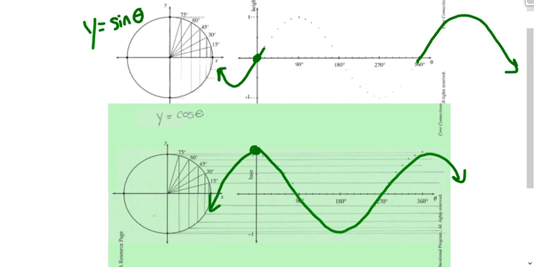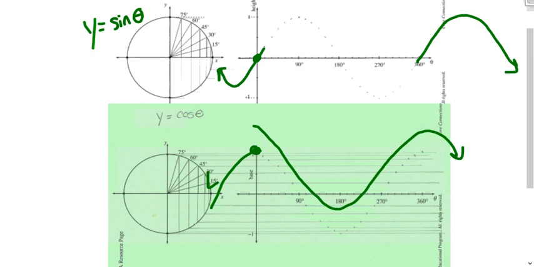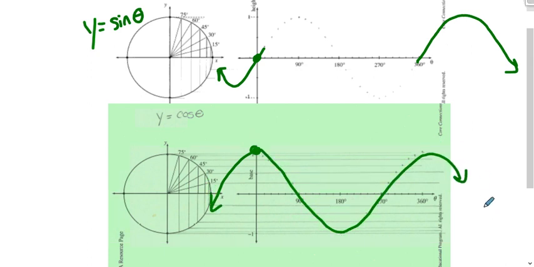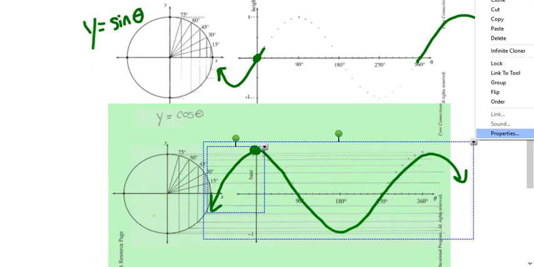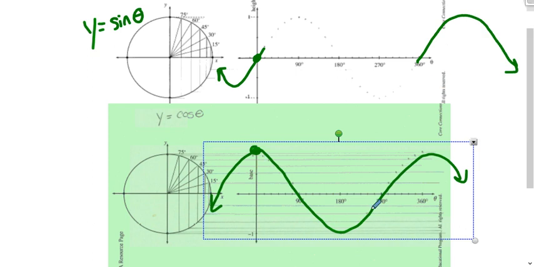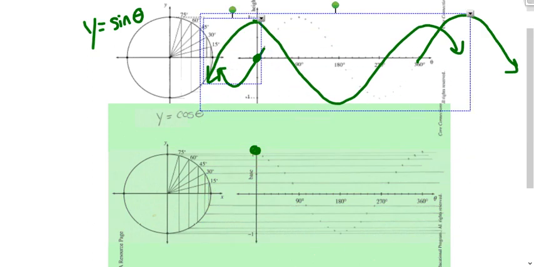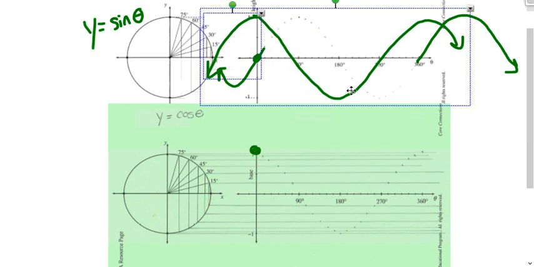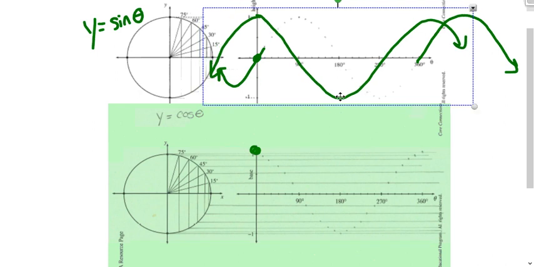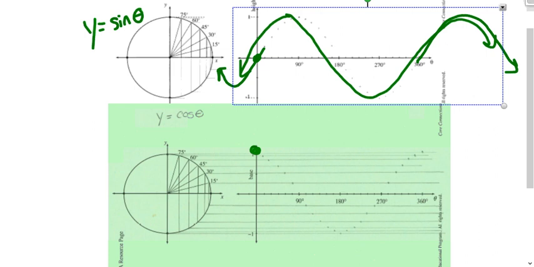If I take this graph and just put it on top of this other one, okay, right? So now sine and cosine are both graphed individually. If I take this and shift it, we're all about shifts, right? So if I shift this, what happens?